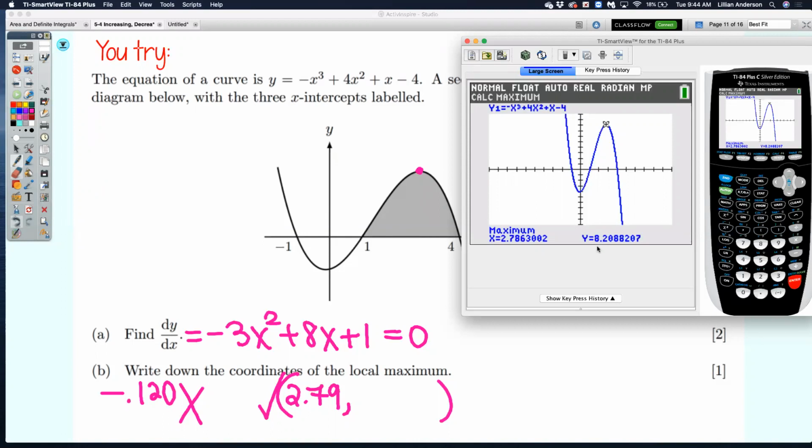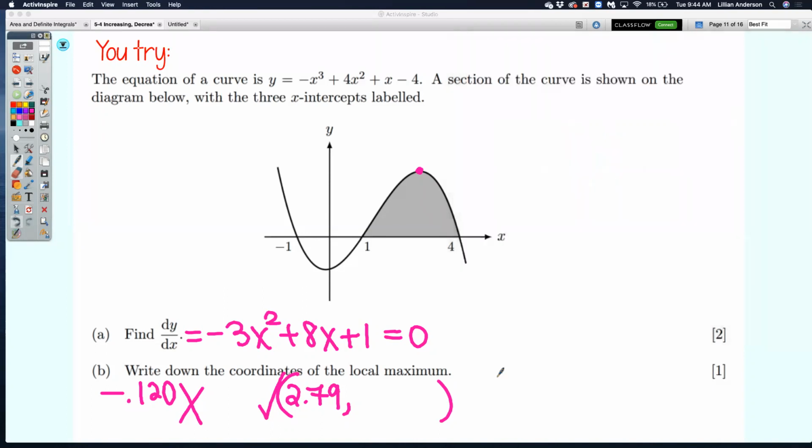That's another option for you. It doesn't specify which option to use, so you can use either one to your benefit. However, if it does say use derivatives or show your work, you have the algebraic way to do it.